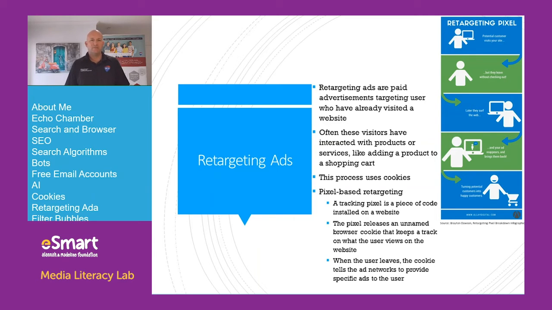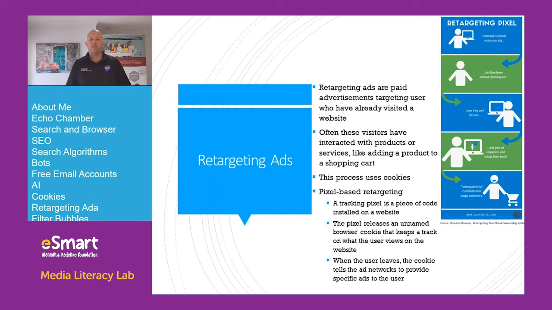It's called retargeting. Retargeting ads are paid advertisements targeting users who have already visited a website. Often these visitors have interacted with products or services, like adding a product to the shopping cart. This process uses cookies. Now, there's also something called pixel-based retargeting. A tracking pixel, now a pixel is a little tiny square that makes up the screen. There's millions of them on a screen. But the higher the definition, the more of those tiny little square pixels.